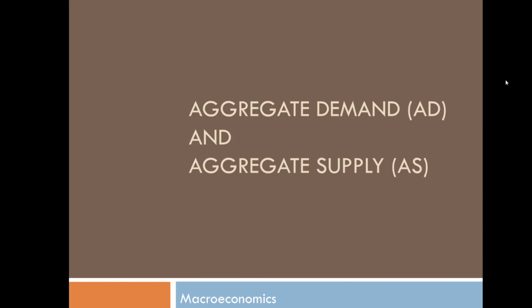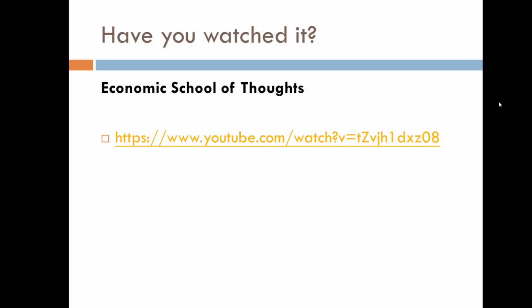This chapter here is kind of tricky. The first part about aggregate demand is very straightforward, but when it comes to the second part, aggregate supply, it will become kind of tricky. So please make sure, if you have anything that you don't understand during this part, please ask. And before we start the new chapter, have you guys watched this video?